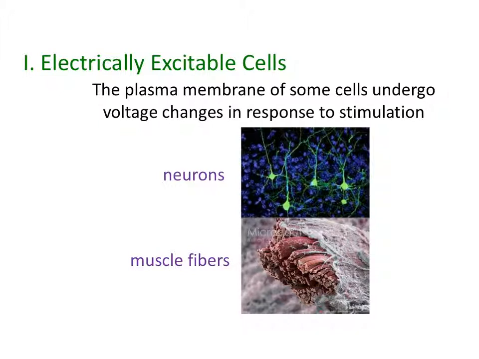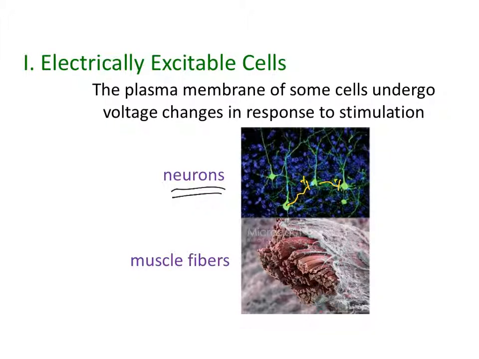So electrically excitable cells are ones where the plasma membrane undergoes a voltage change in response to stimulation. Most famously, or most well known about this, are the neurons, which convert electrical signals into transmissions, where one neuron can send an excitable transmission over and excite another neuron, which can then send a signal over and excite another neuron.